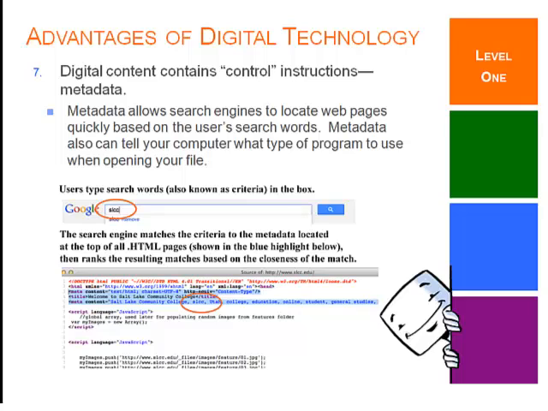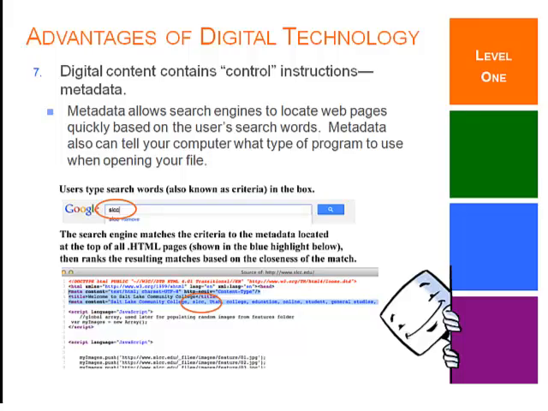Another advantage is that digital content can contain control instructions. The header packets we just discussed is a control instruction. The control it provides is accuracy. Another common control instruction is metadata or keywords. Metadata allows search engines to locate web pages quickly based on the user's search text.